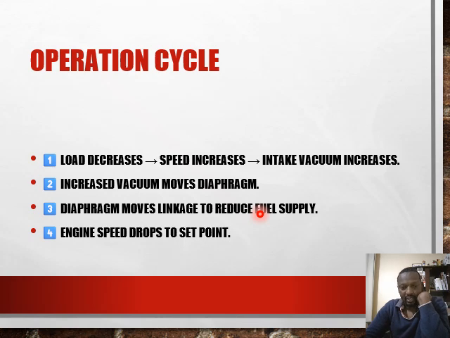If the opposite was to happen, if the load was to increase and the speed reduces, then that means that the depression would now reduce, and this would cause the vacuum to reduce as well, and the spring tension would take over and move the diaphragm together with the linkage to increase fuel by turning the fuel elements using the pump rack. And that would continue back and forth.